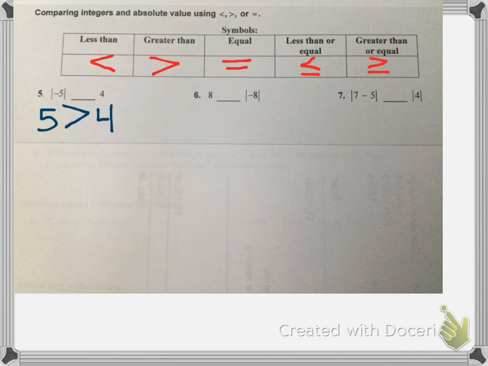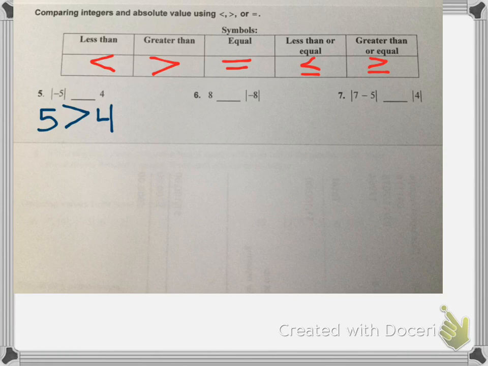Notice I like to rewrite the entire problem underneath. I think that is a good idea when they get a little bit harder. As we move on in the next few chapters, you're going to be doing a little bit more work for each side and then comparing. So I like you to show all of your work.